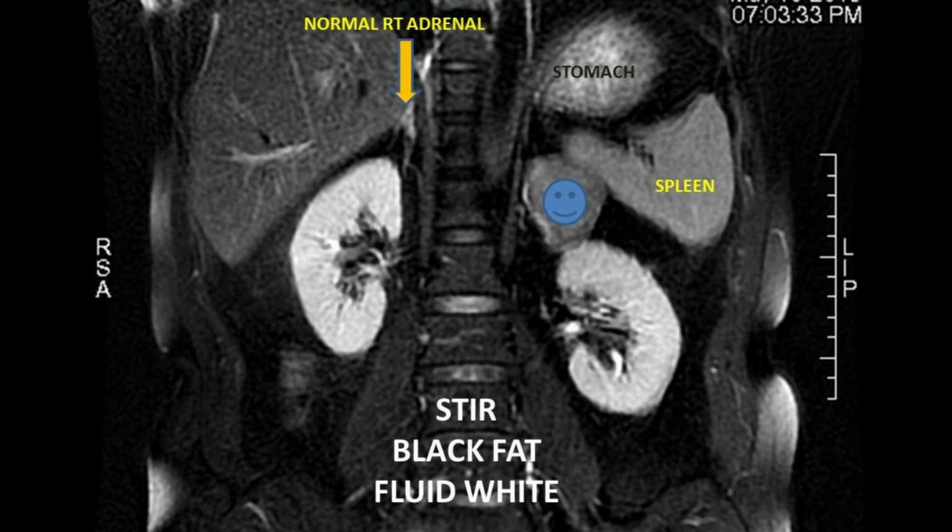For comparison, just for example, if the contrast enhancement is similar to that of the aorta, you can see the aorta there totally white, or the kidneys will be totally white, it indicates intense or severe enhancement. And if the MRI contrast enhancement is similar to that of the spleen, you can see the spleen there, it indicates significant enhancement.